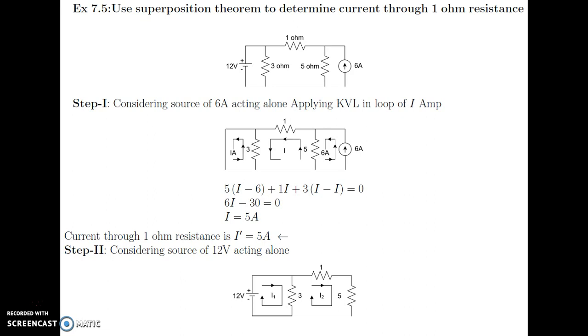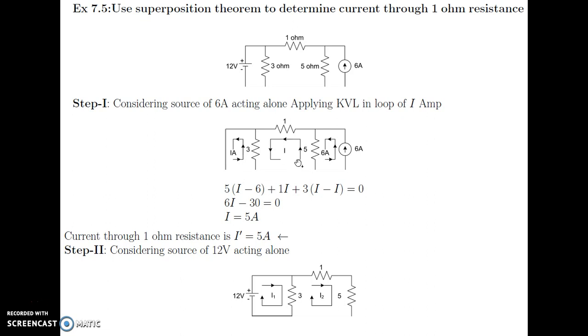So let us consider the 6 ampere source acting alone. As the 6 ampere source is acting alone, we will consider the voltage source as shorted. The voltage source is replaced by its internal resistance, but the internal resistance is not given, so it is shorted. In this path the current is 6 ampere. In this part we assume the current is I in this direction, and this part is shorted, so whatever the current through the 3 ohm, the same current is in this loop, that is I ampere.